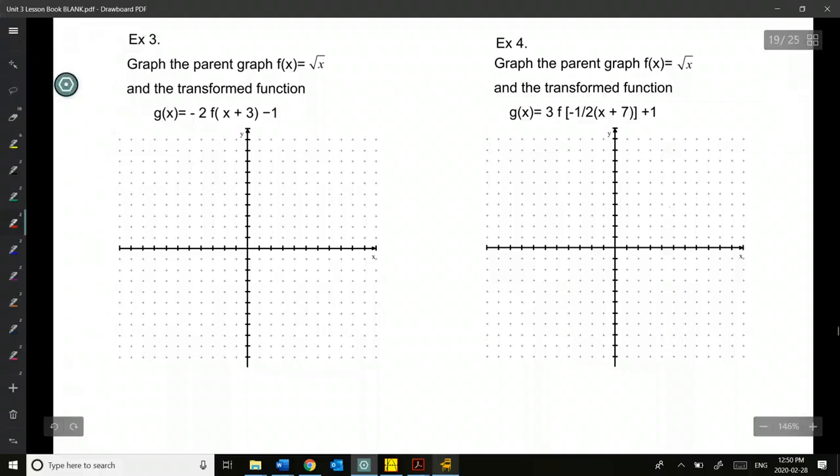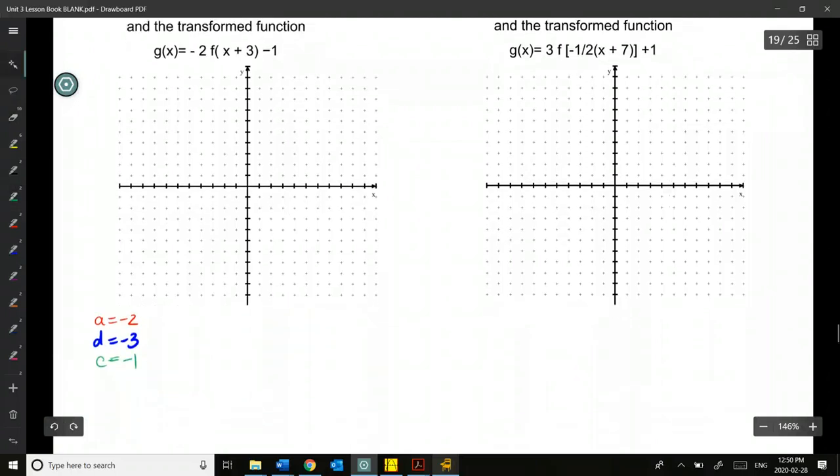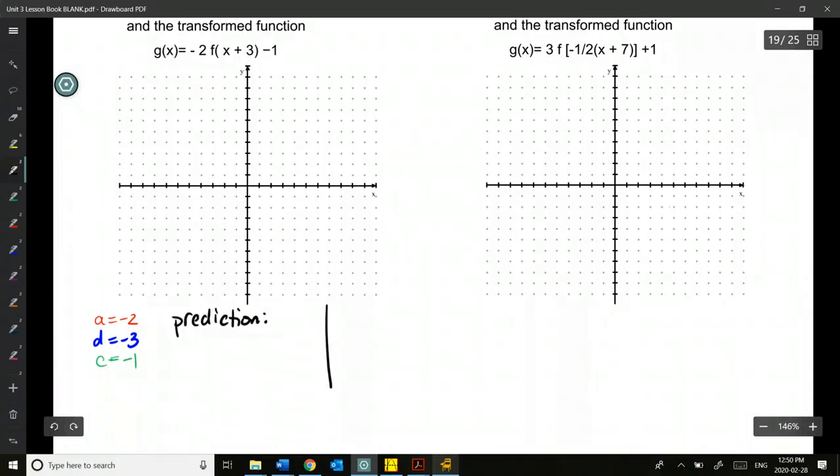Go ahead, Charlie. A is -2. D is -3. Lovely. Okay, let's make a quick prediction here. Here's our parent function. A of -2, what does this do to our graph? It's a vertical stretch, and the negative part?